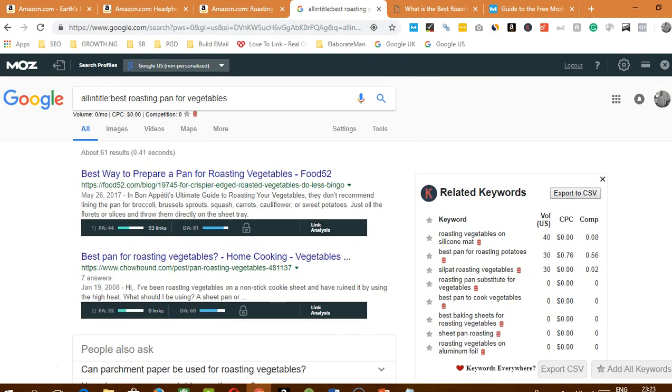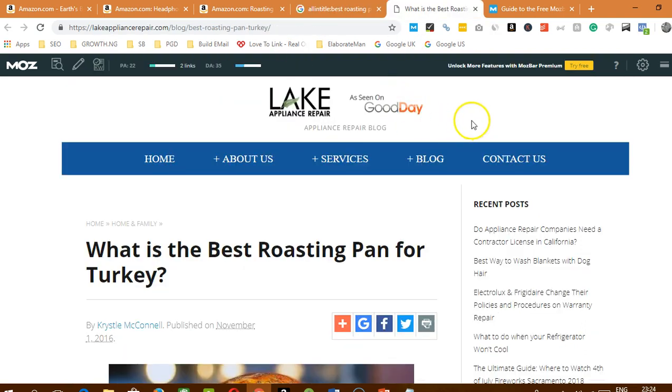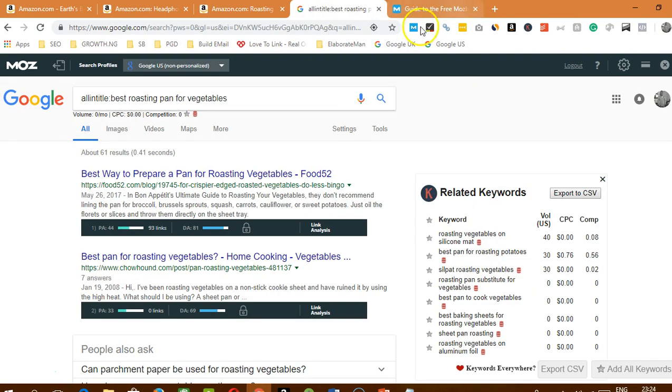So that's the basic concept. Once you search for the best roasting pan, you should also search for the allintitle best roasting pan. You cannot do this for all the keywords that you want to target, but it's just to give you an idea that in this bakeware niche, there are no really very competitive sites per se. It just gives you an overview.